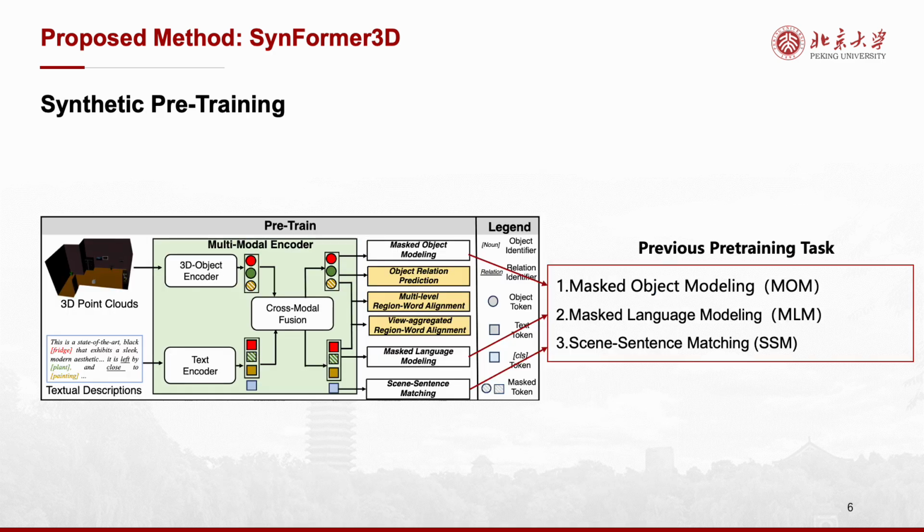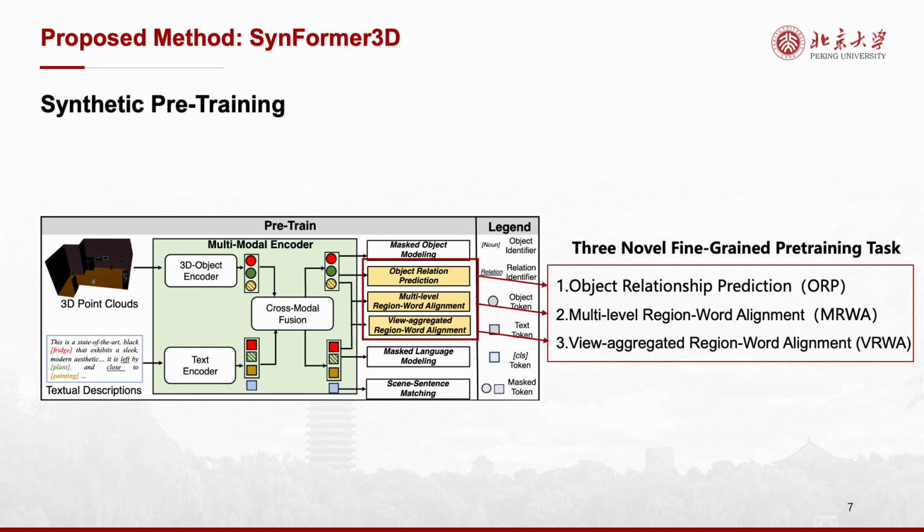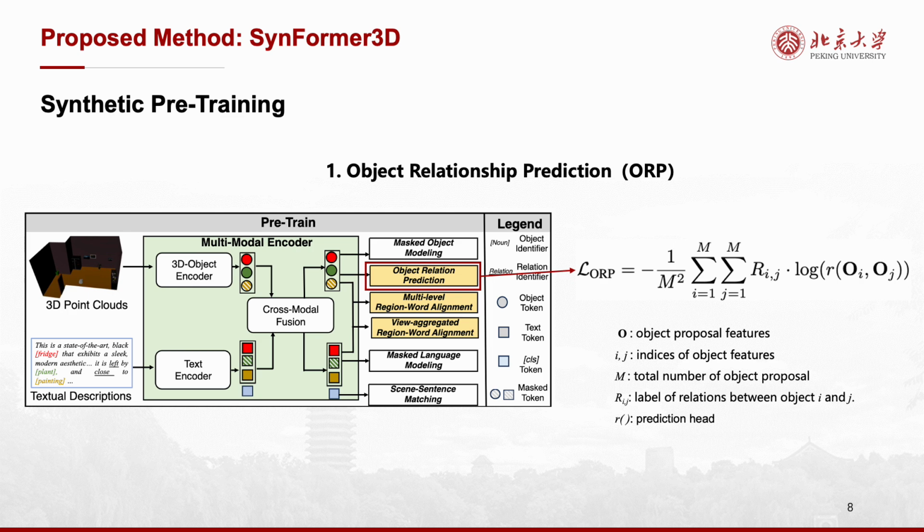Previous 3D VL pre-training tasks mainly contain masked object or language modeling and scene sentence matching. However, these tasks ignore the fine-grained word-region correlations. To address this problem, based on fine-grained annotations in our proposed dataset, we design three novel fine-grained pre-training tasks, including object relationship prediction, multilevel and view-aggregated region word alignment. Firstly, previous methods neglect relationship understanding between object pairs, resulting in limitations for downstream tasks, so we introduce the object relationship prediction task, which predicts pairwise relationships.